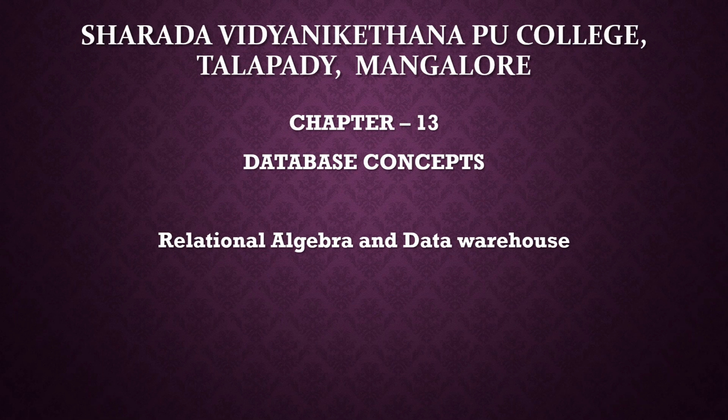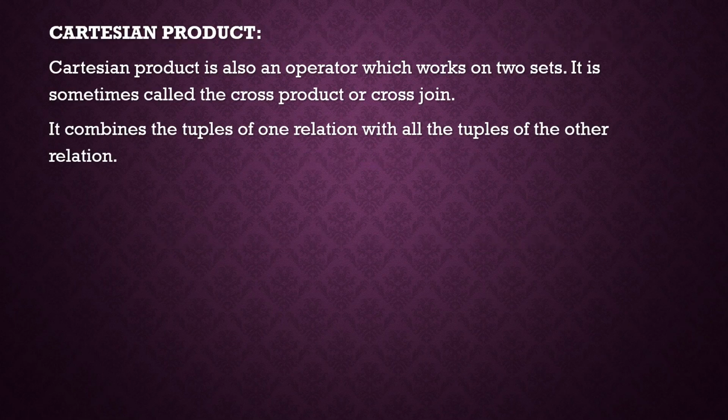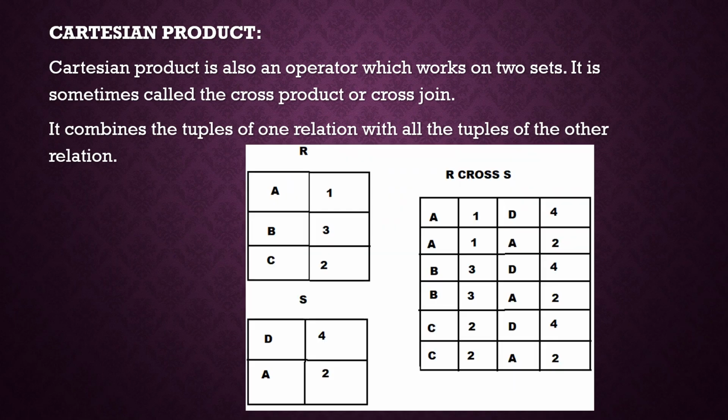Okay, so last class we studied Cartesian product. Cartesian product is also called cross product or cross join. Actually, it combines the tuples of one relation with all the tuples of the other relation. See here, there are two sets R and S. Under R, A1, B3, C2. Under S, D4, A2.